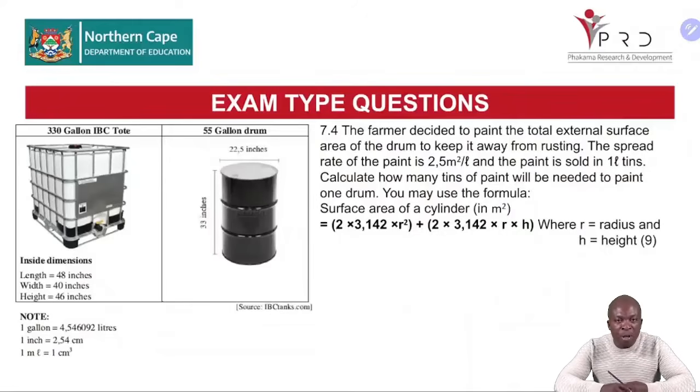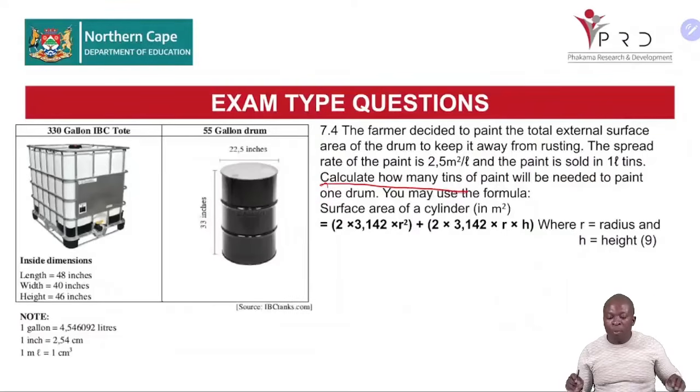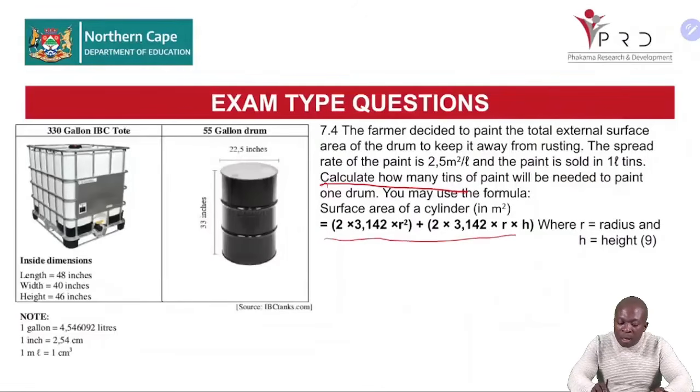Let's look at 7.4. The farmer decided to paint the total external surface area of the drum. So now we are painting to keep it away from rusting. The spread rate of the paint is 2.5 meters squared per liter, and the paint is sold in 1 liter tins. Our job is to calculate how many tins of paint will need to be bought so that we can paint the drum. Then the examiner gave us our formula. So all we have to do here is to substitute values.